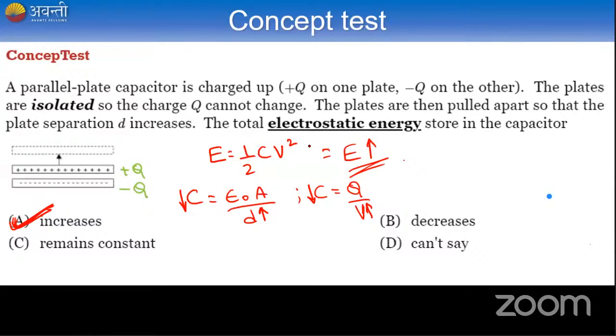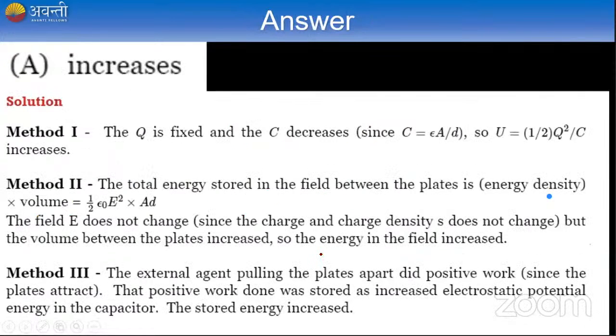Super, awesome. Thank you, Bhargav, Prasanna, Hariprasad, Hima. Thanks for your answers. You could also refer to this solution. They have given three methods to solve the same question.